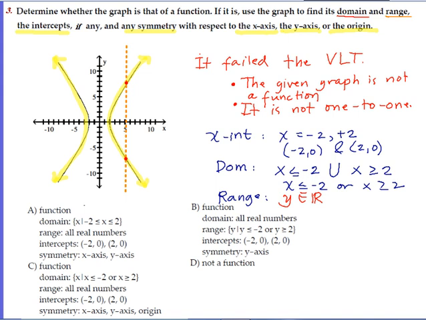But what is our symmetry? The symmetry here would lie with respect to the y-axis. Okay, our symmetry is with respect to the y-axis. And what else? What did we forget? That's it. But remember, this is not a function. So this is a very tricky question where the answer is not a function.